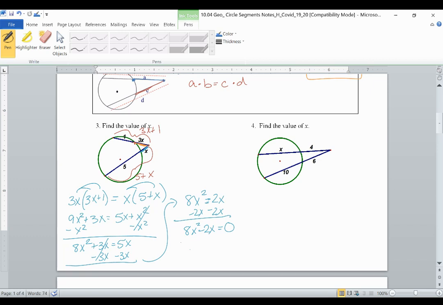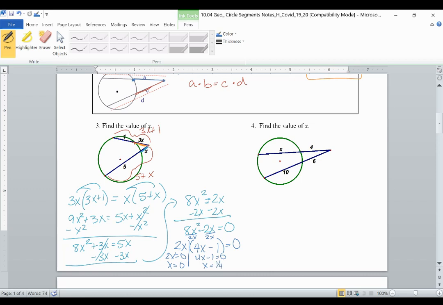Our GCF here, I can take out a 2x from both of those. If I take out a 2x from each, 8 divided by 2 is 4, x squared over x is x, and 2x divided by 2x is 1. And that's as far as I can factor it. Now I just have to solve. So set each equal to 0. 2x equals 0, 4x minus 1 equals 0. Solve. Here I'll get x equals 0 if I divide both sides by 2, and here I'll get x equals 1/4.